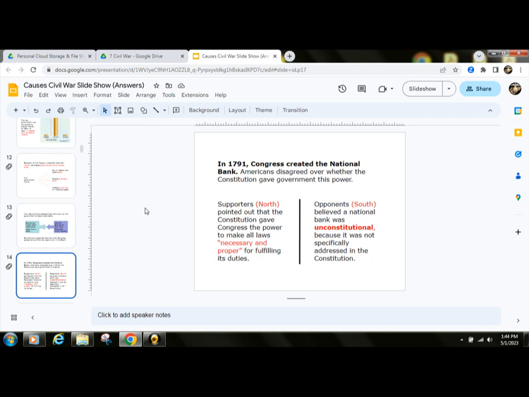In 1791, Congress created the National Bank. Americans disagreed over whether the Constitution gave government this power. If you were in the North, you pointed to the Constitution saying you could make a law that's necessary and proper. Now, we don't know exactly what necessary and proper means, but Hamilton said that it would definitely include a national bank because that would help the nation with its economic interests. Whereas the South said it's unconstitutional. It's not in the Constitution. It should thus be left up to the states.